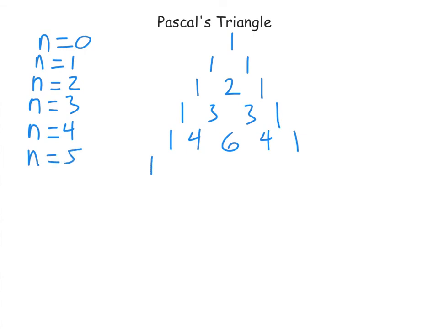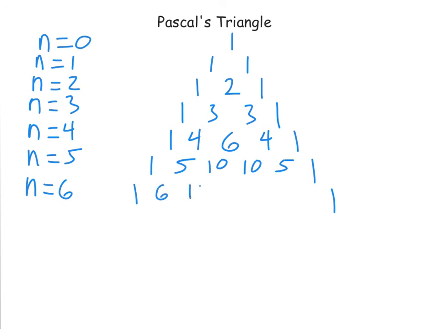Let's look at 5. 6 terms total. We'll start and end with 1. And then we're going 5, 10, 10, and 5. I'm going to do a couple more rows here. If you see the pattern, you probably could pause and see if you could finish off a couple more rows.